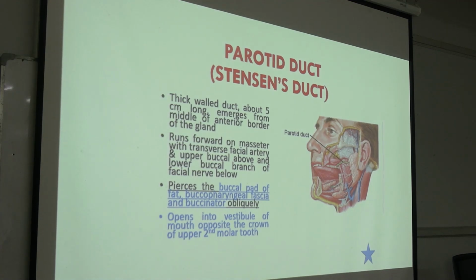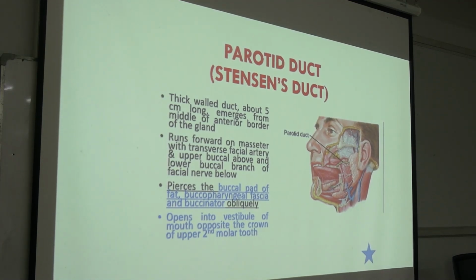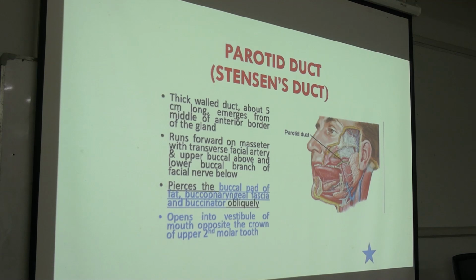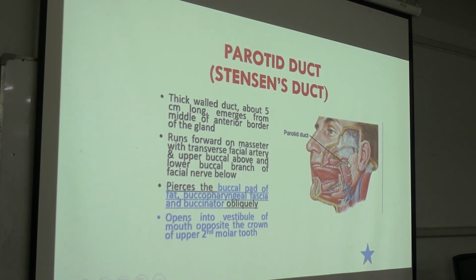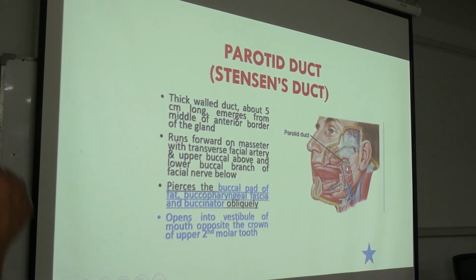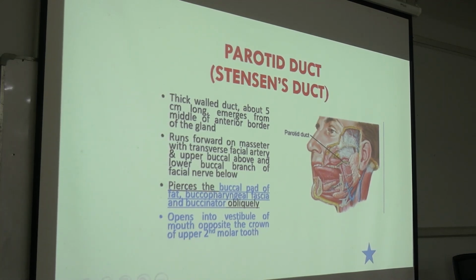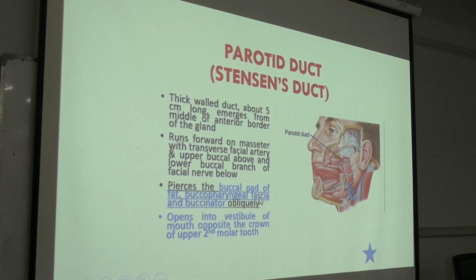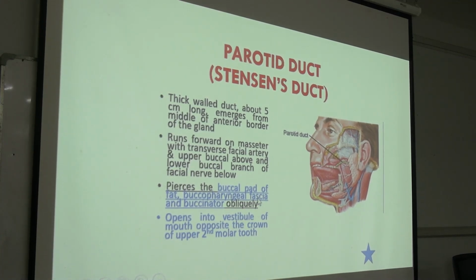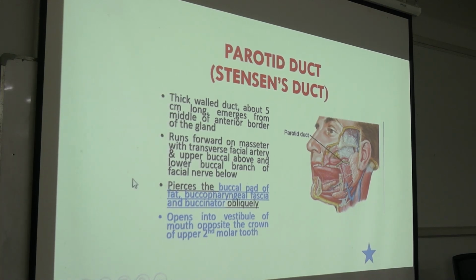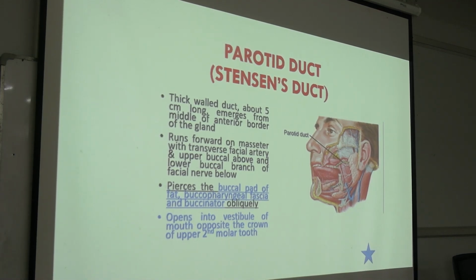Coming to the outlet of the parotid gland, the secretions of the gland come through the duct. We call it the parotid duct, also known as Stensen's duct. Its length is approximately 5 centimeters. It comes from the anterior border or middle part of the gland, runs across the masseter and then dips in, piercing the buccinator muscle deep inside, and then opens into the vestibule of the mouth, opposite the crown of the upper second molar tooth. This is important because this opening can be seen inside the oral cavity, and we have to inspect it in some patients if required.